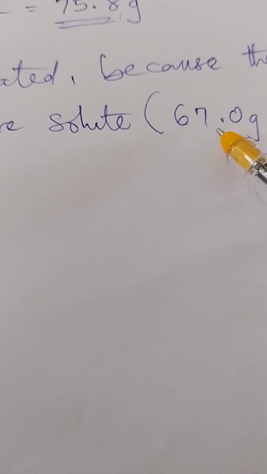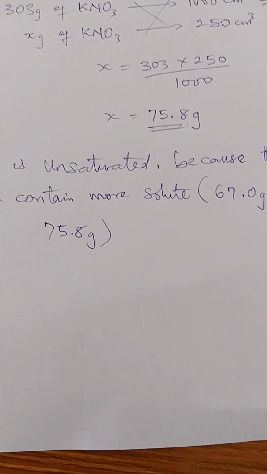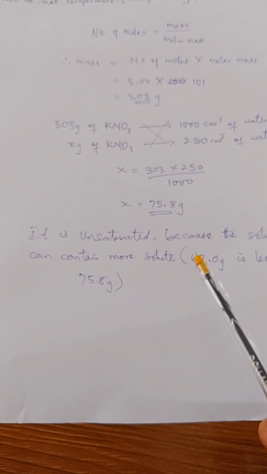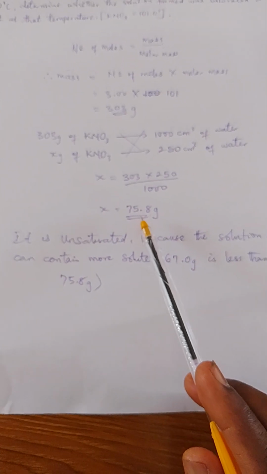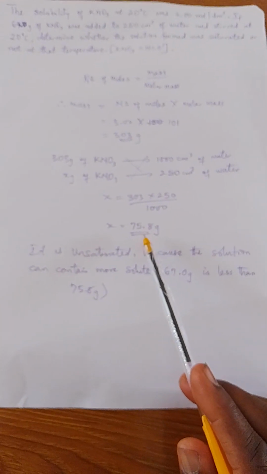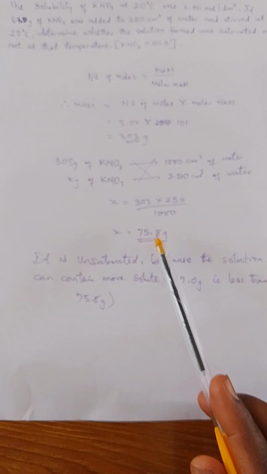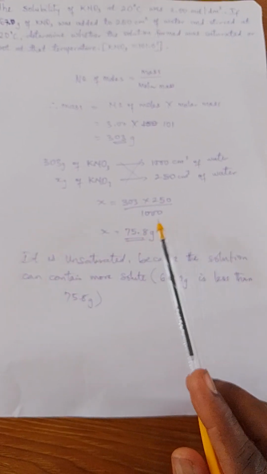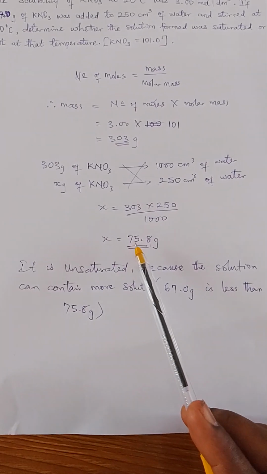And what we are given is 67.0. Now, should the question be changed and we obtained exactly 75.8, exactly this will make the solution saturated. And if it's more than this, what do you think it will be? It will be supersaturated, meaning the solution cannot contain more than it contained. I don't know if you understand. So that's how simple it can be.